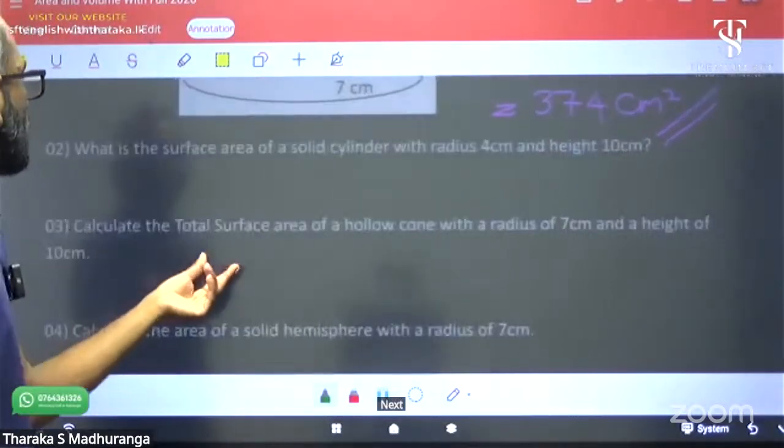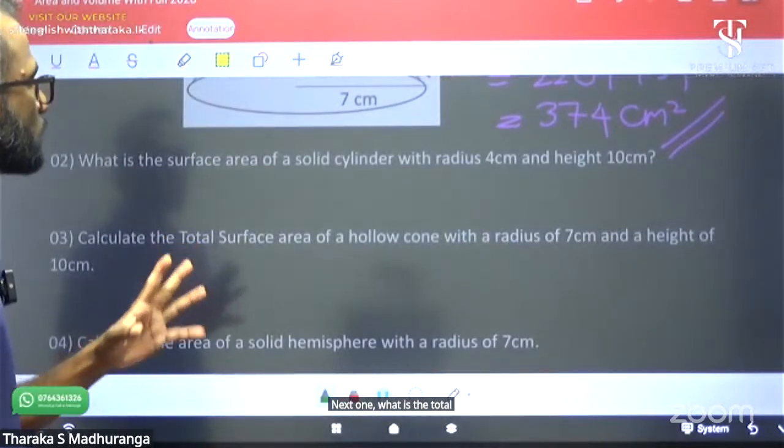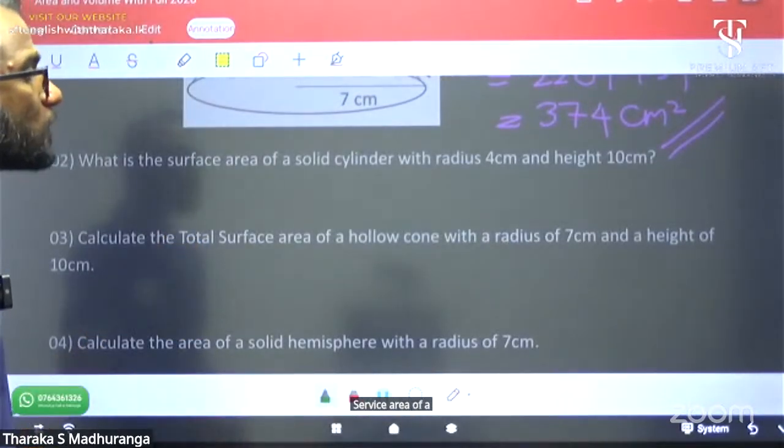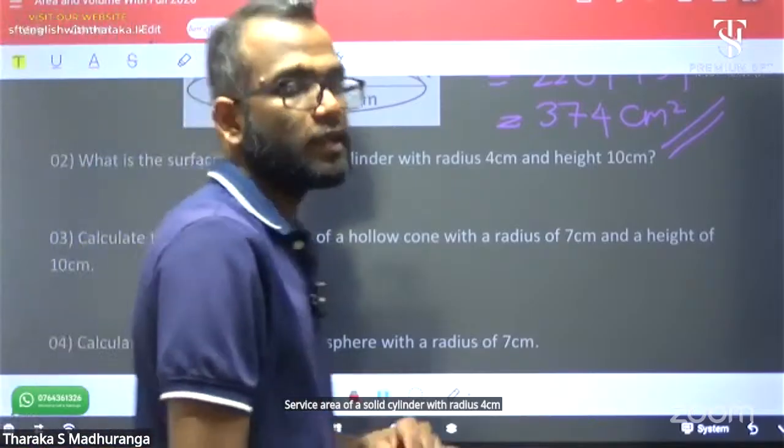Next one, what is the total surface area of a solid cylinder with radius 4 centimeter and height 10 centimeter?